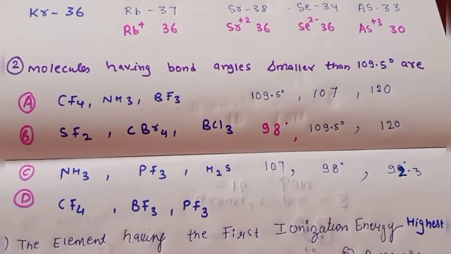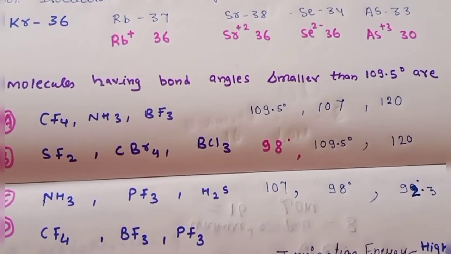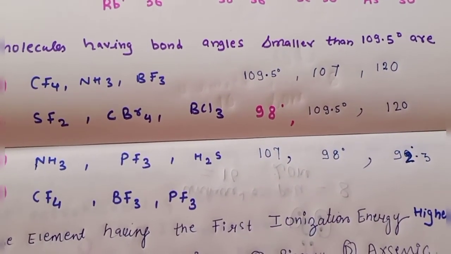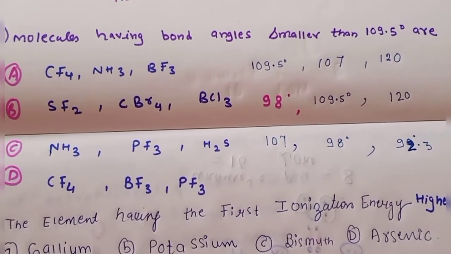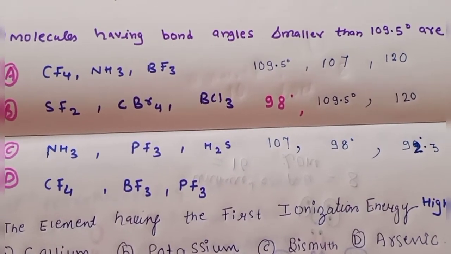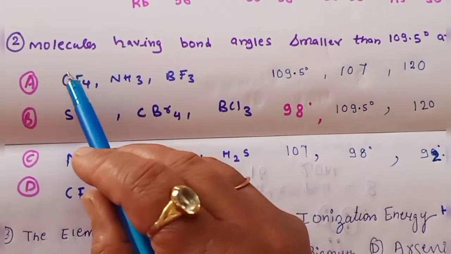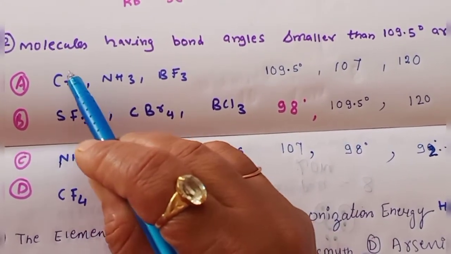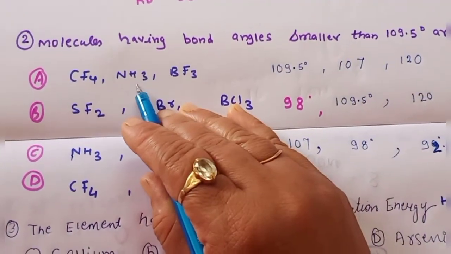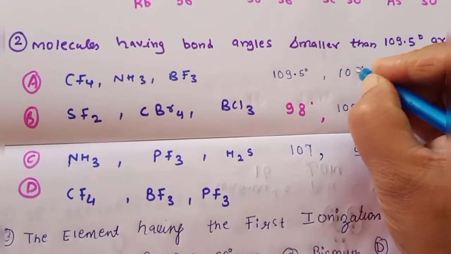Next, molecules having bond angles smaller than 109.5 degrees. For this you must have knowledge of bond angles and hybridization, or I can say you should follow VSEPR theory very nicely to solve this type of question. CF4 is an AB4 type molecule, so the structure is tetrahedral and the bond angle is 109.5 degrees. Ammonia has a lone pair of electrons, so it has a 107 degree bond angle.